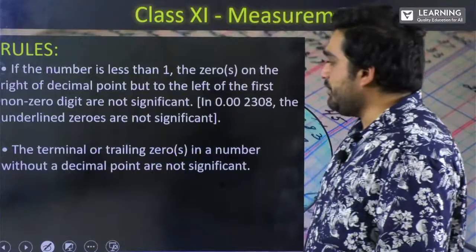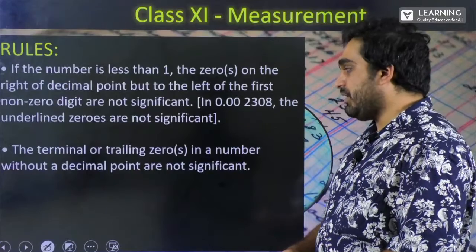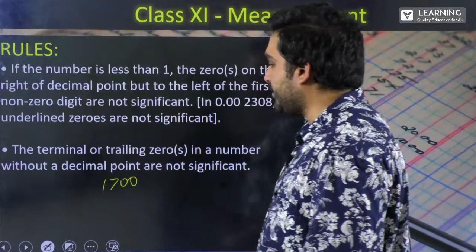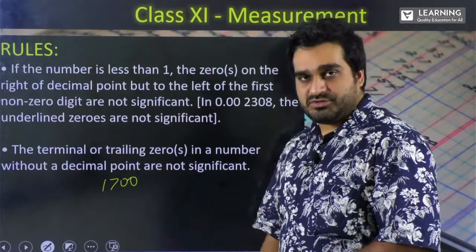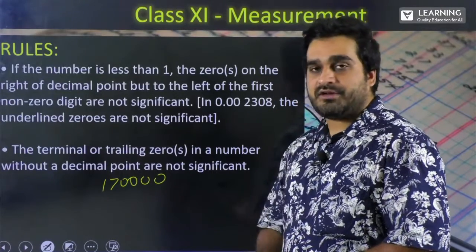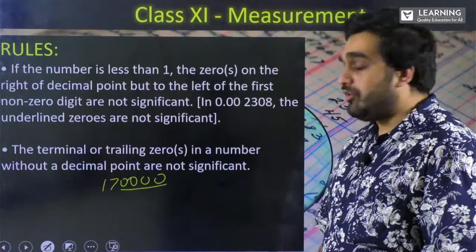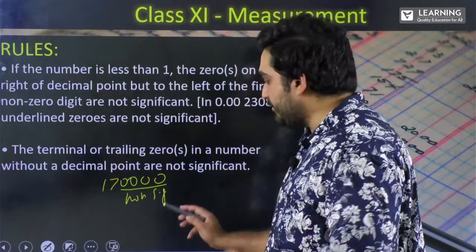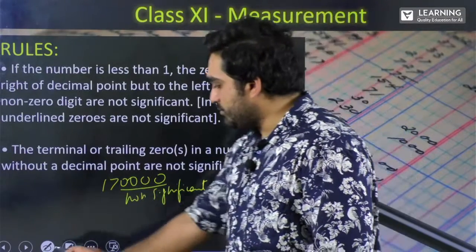The next point: the terminal or trailing zeros in a number without a decimal point are not significant. Example, 1700. These zeros which follow the 7 are called trailing zeros. You can add more zeros. These trailing zeros without a decimal point are non-significant, so you should not count them.